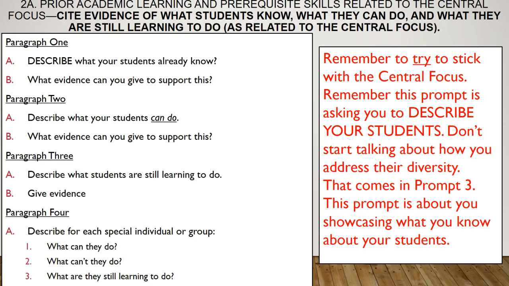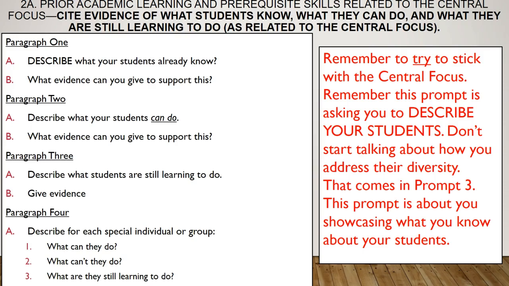The prompt says to cite evidence of what students know, what they can do, and what they are still learning to do as related to the central focus. This is where they're looking for you to describe the prior academic learning and the prerequisite skills that are related to the central focus. In paragraph 1, you're going to describe what your students already know, and you need to give evidence.